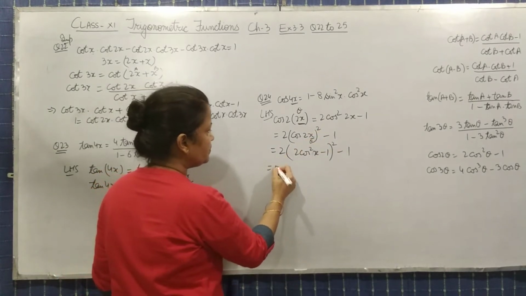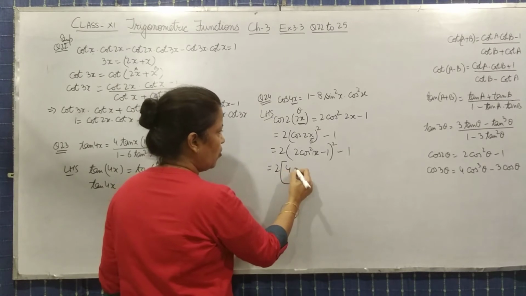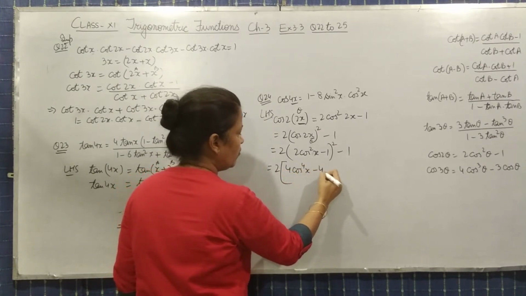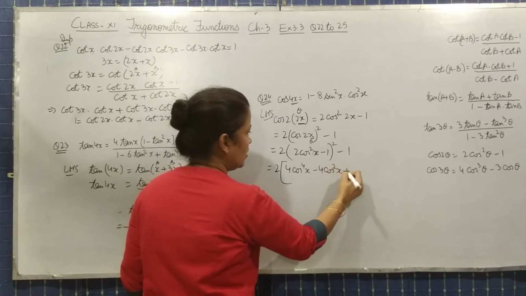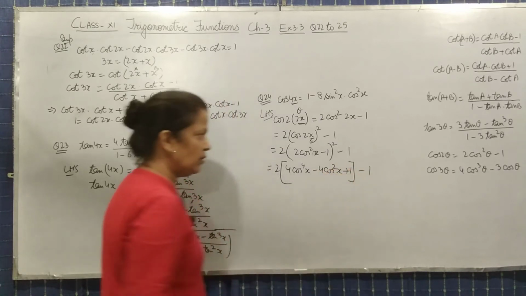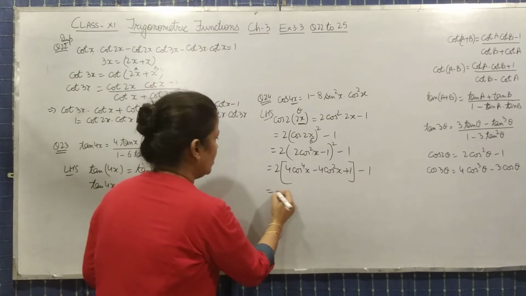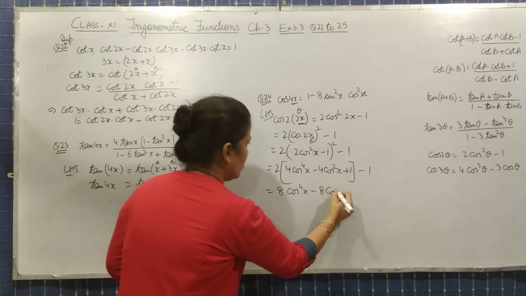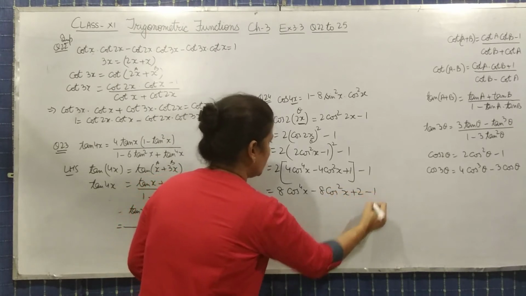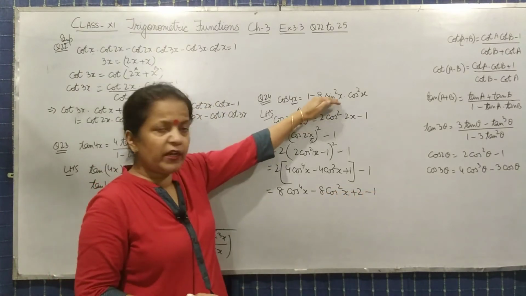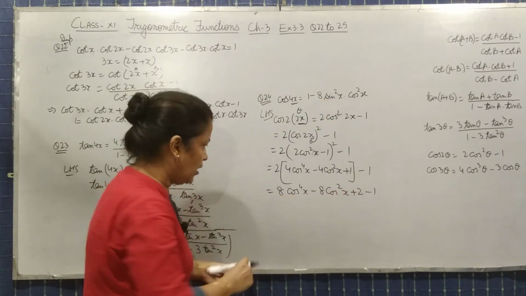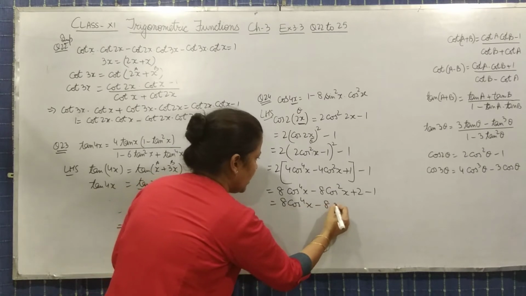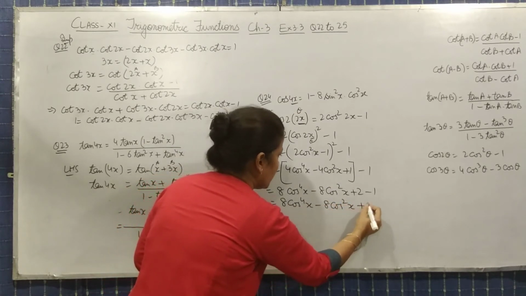Open it. 4 cos to the power 4 x, a square, minus 2ab, 4 cos square x, plus 1, minus 1. Now write it further: 8 cos to the power 4 x minus 8 cos square x plus 2 minus 1. Now look at the question. We need this. If you go further, 8 cos to the power 4 x minus 8 cos square x plus 1.